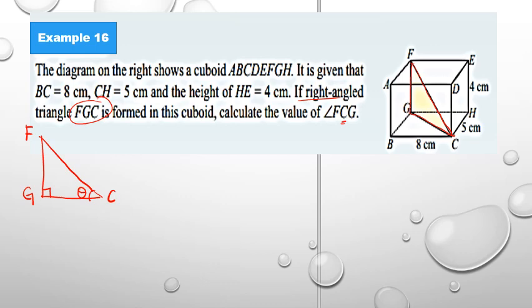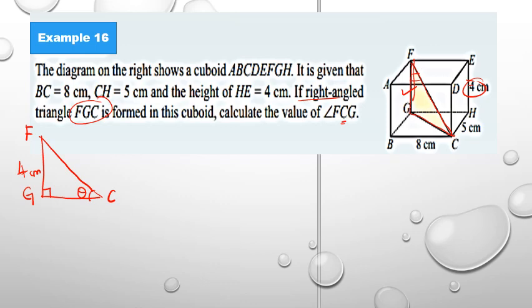Okay, so let's put the measurement. FG is equal to EH, right? So it is 4 cm here. So we need one more side. In trigonometric ratios, we need two sides to calculate the angle. So we have 4 cm here. Look at the question back, the diagram. We have the value for this part. Look at the base, we have 8 and 5.